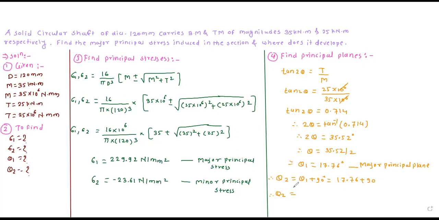107.76 degree, and this is the minor principal plane. So this is the answer. If anyone has any doubt, ask me. Otherwise, please write down fast. So we will take the next example.